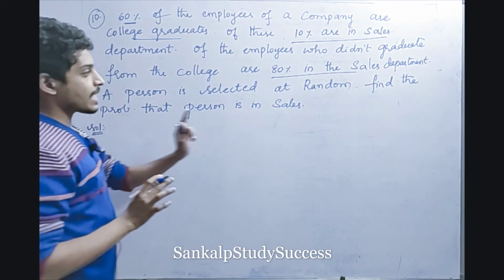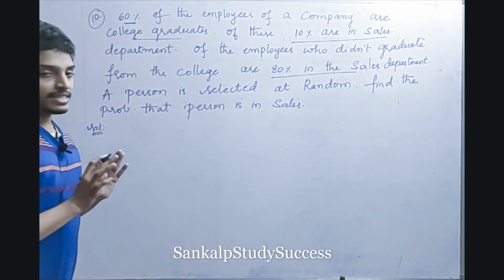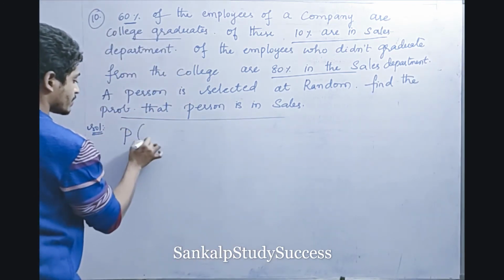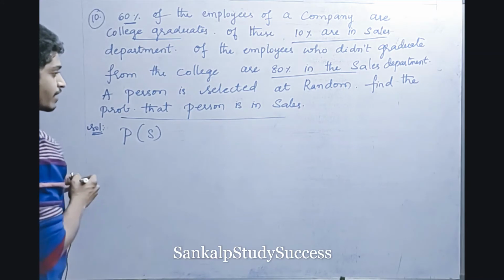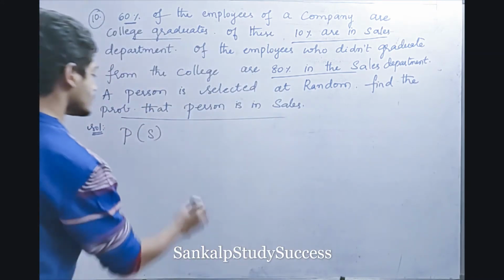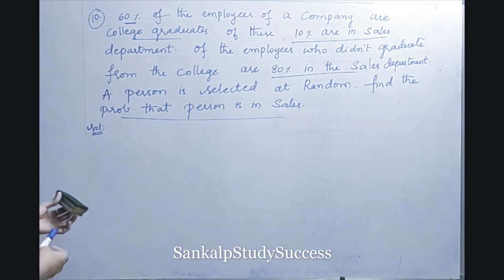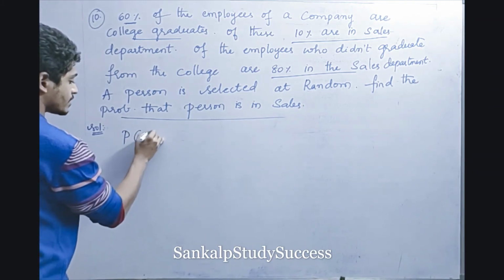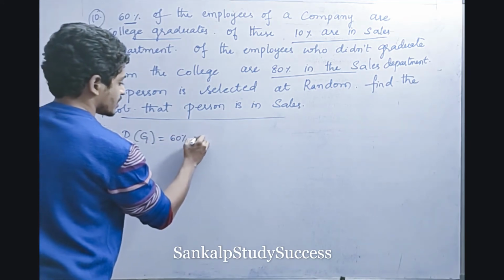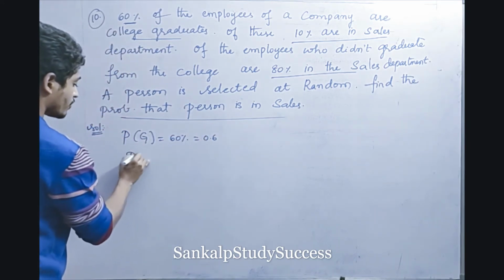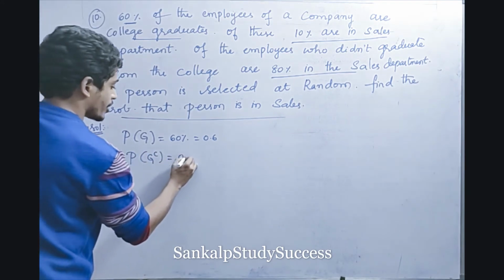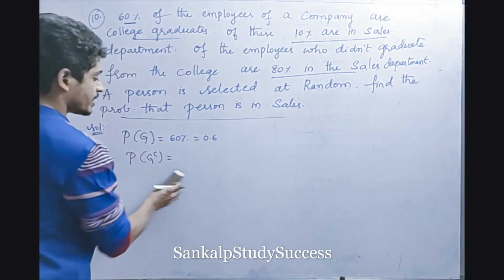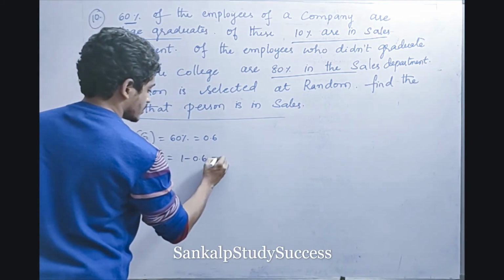A person is selected at random. Find the probability that the person is in sales. Okay, fine. We have to find the probability of a person in sales. Before that, we have to write the given data. See friends, what he has given: 60% of the employees are college graduates. That means the probability of graduates is 60%, which in the sense is 0.6. Probability of non-graduates is 0.4, right? 1 minus 0.6 is 0.4. Yes or no? So P of A complement is 1 minus P of A.